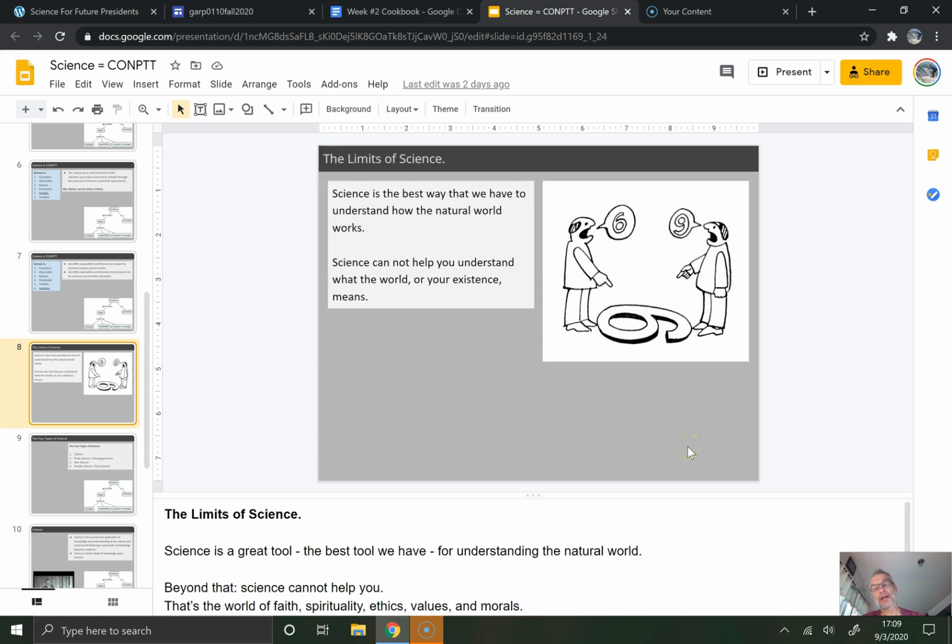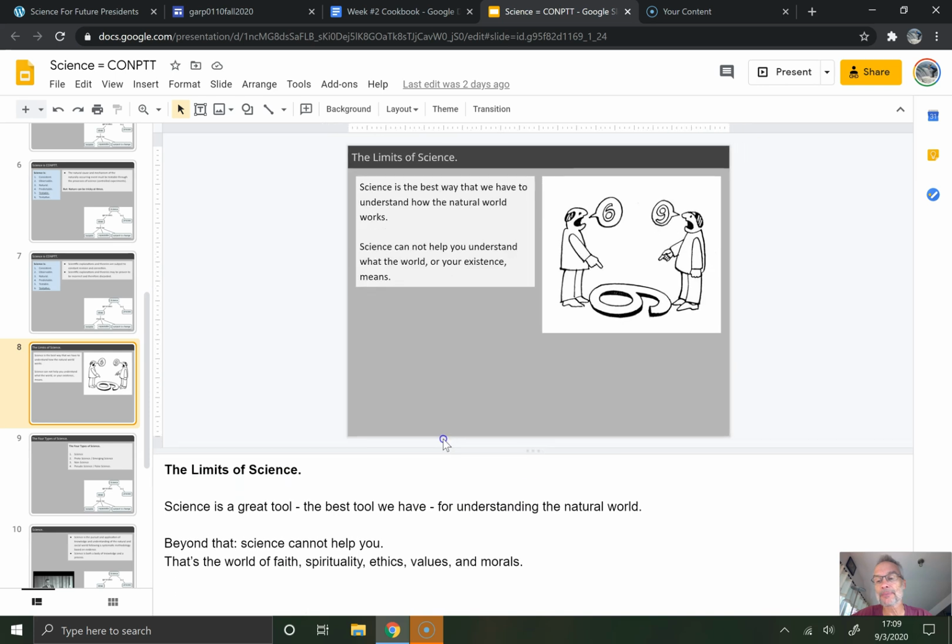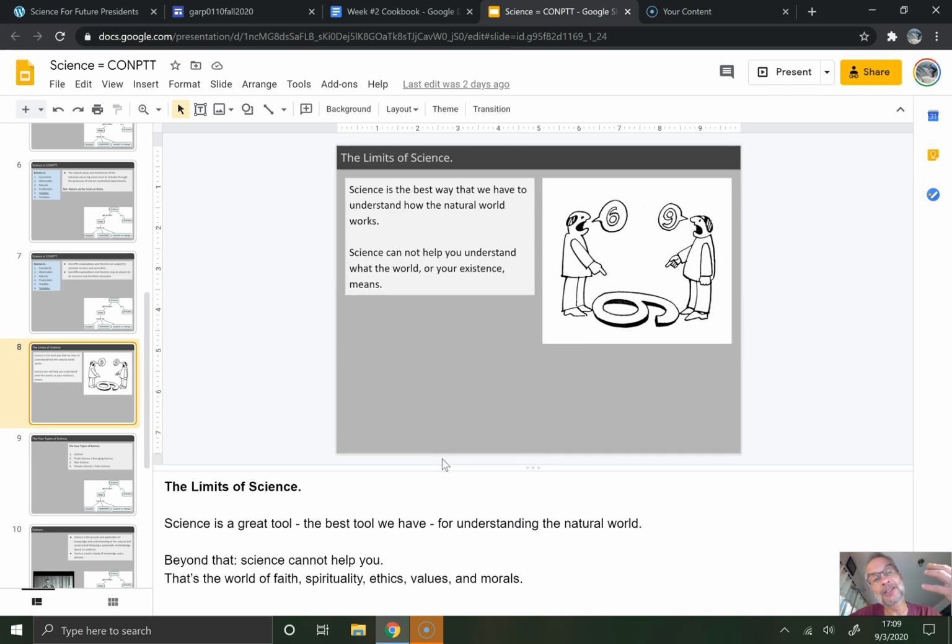Now, that's all nice and well, but there are limits of science. Science is really the best tool we have to understand the natural world. If you want to understand the natural world, science is really the best tool we have. Beyond that, though, there are some limits of science, right? There are a lot of questions, a lot of topics where science cannot help you. You cannot find the answers to such things as faith, spirituality, values, morality in science. That doesn't work, right? There are a lot of things you have to make decisions on as humans, as people, where science doesn't help you, right? So that's a relevant thing.